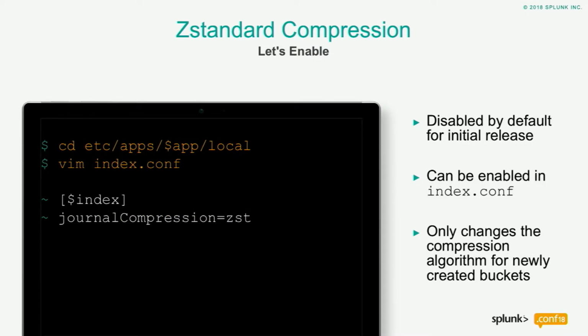And as I said, sadly, zstandard didn't quite make it into 7.2 by default. However, this can be enabled on an index-by-index basis in your index.conf file within your apps. Note, this will only change the compression algorithm for newly created buckets. Splunk won't retroactively go back and recompress your old buckets. Which is fine because Splunk supports mixed searching across multiple compression algorithms.